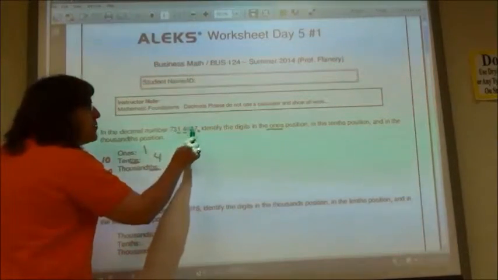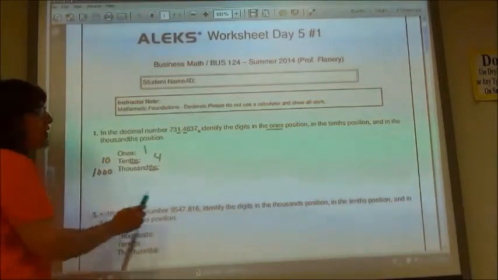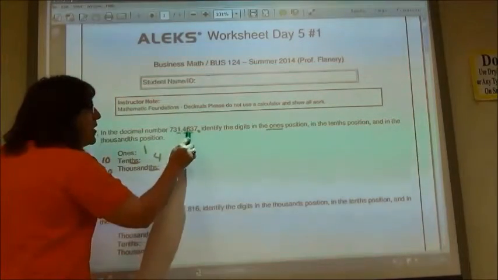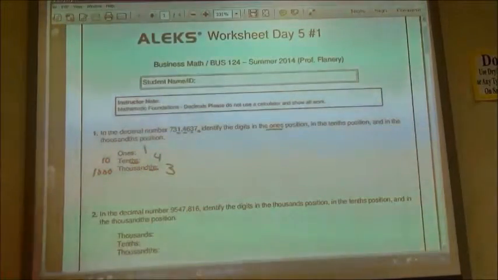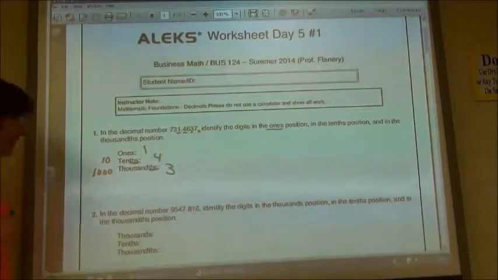Tenths, hundredths, thousandths, ten thousandths. The thousandths would be three places after the decimal. 1, 2, 3 places, the 3. Tenths, hundredths, thousandths. So there's a 1 in the ones spot, 4 in the tenths place, and a 3 in the thousandths place.